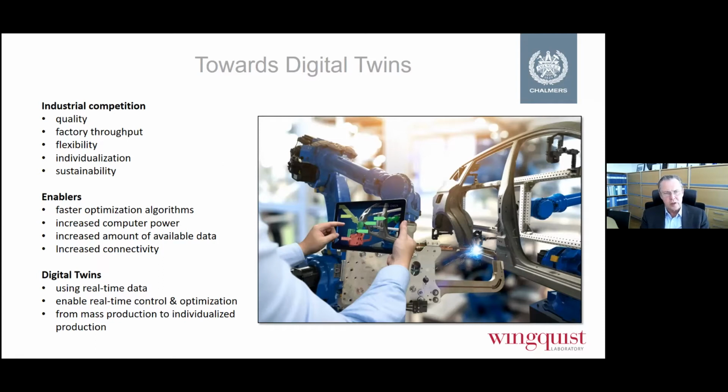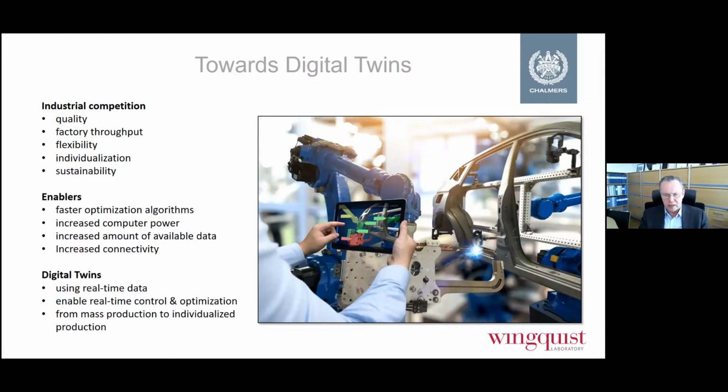If we look at the subject of digital twins, we see that we have been working with computer support, CAD systems, different types of simulation support and so on since the 80s. And we can see that a lot of the optimization algorithms are getting faster. We get increased computer power, increased amount of available data. This is something we've been talking a lot about the last years, that we think there will be a lot of data available for almost everything in the future, and also increased connectivity. So systems are able to talk to each other in real time.